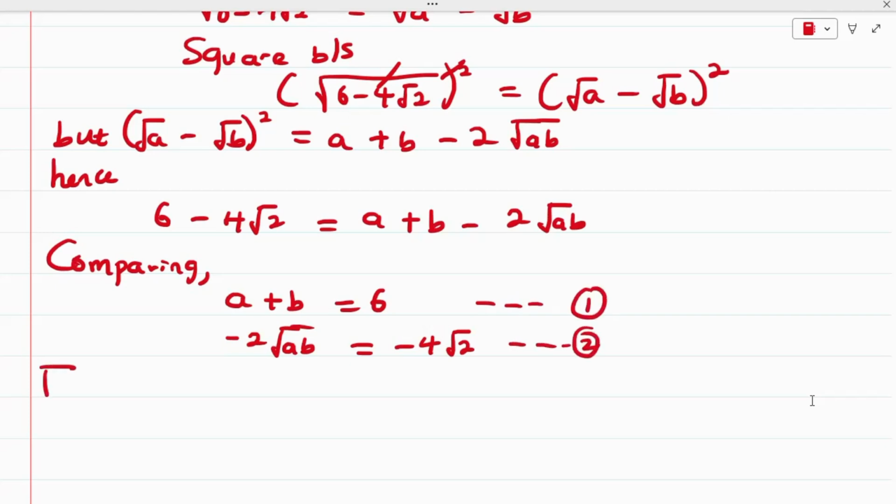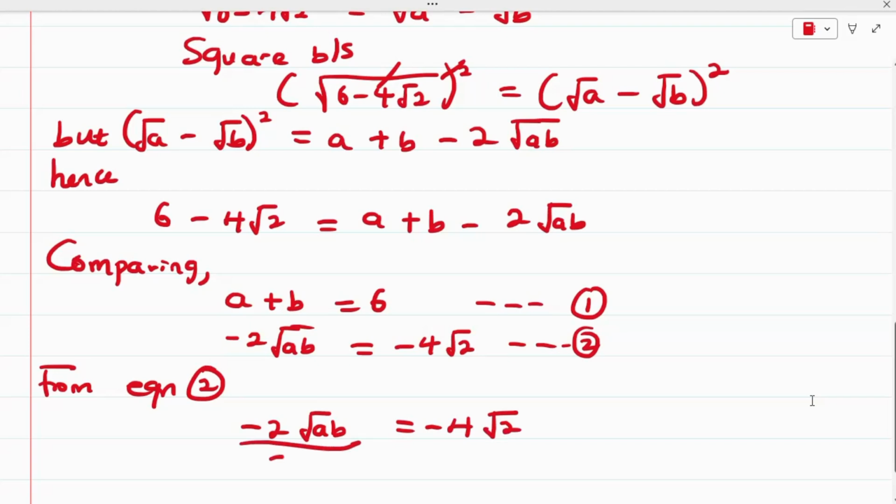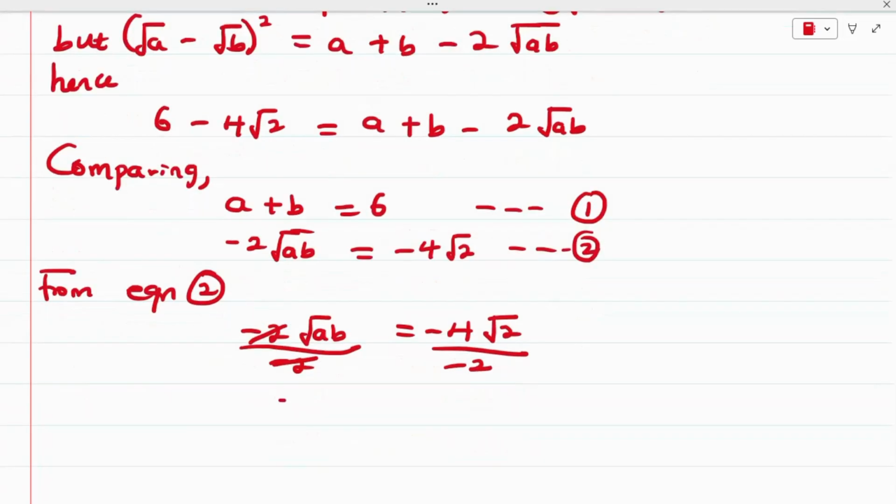So from equation 2, we have minus 2 into the root of ab is equal to minus 4 root 2. So divide both sides by minus 2. This cancels out this. So we have the square root of ab is equal to, this 2 cancels out this, 4 divided by 2 is 2, so 2 root 2.